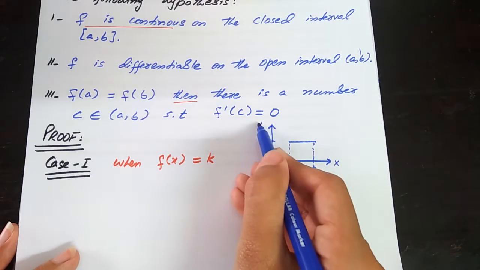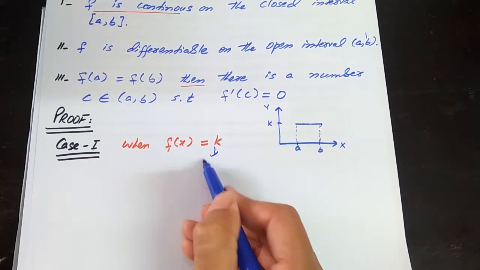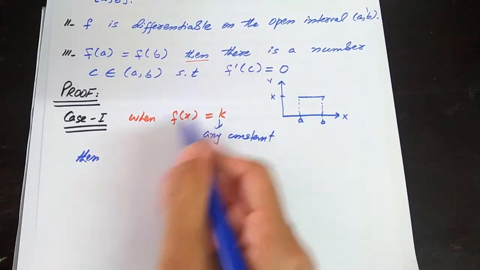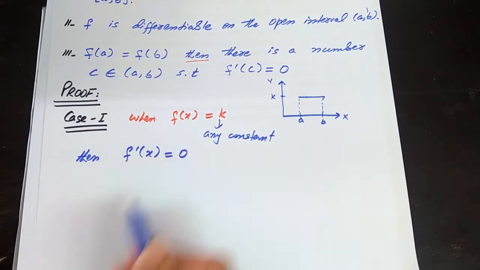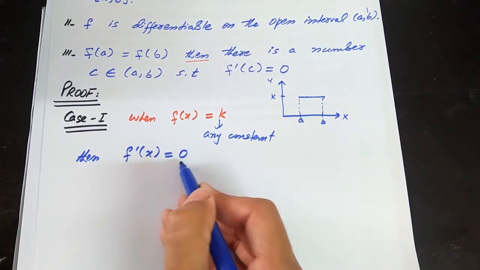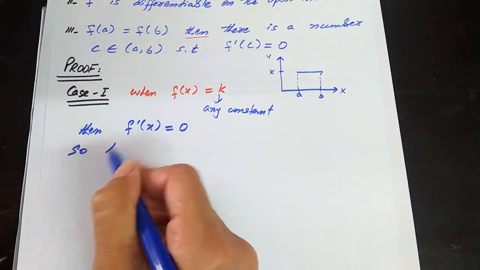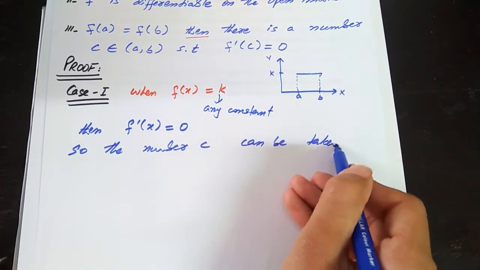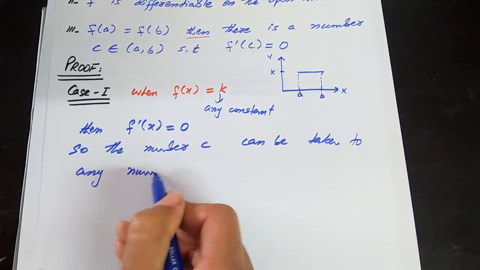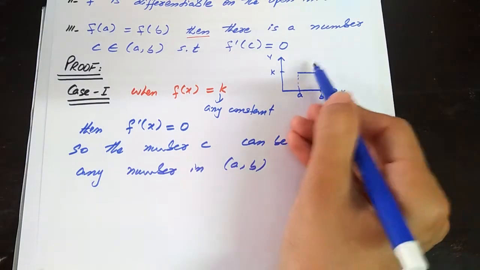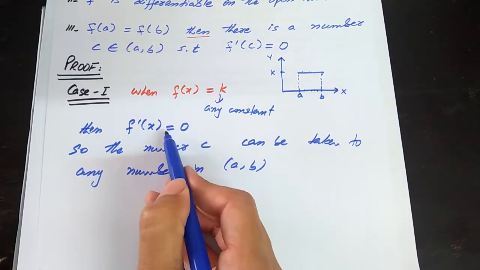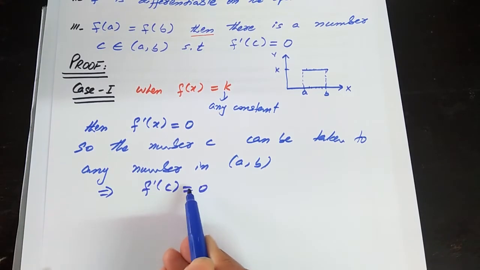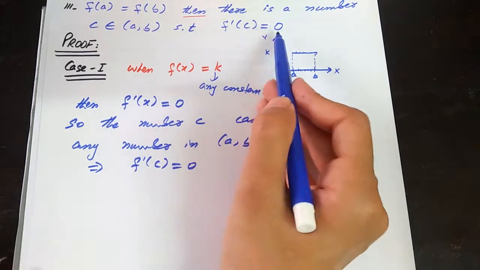This is our x-axis and this is our y-axis. This is a constant number, any constant. Then we know that the constant number will give you the derivative equal to 0. And whatever point we put here, it will give us the same value 0 here. So the number c can be taken to be any number in this open interval AB. We will get f dash of c is equal to 0. So in case number 1, we have proved that f dash of c will be equal to 0.